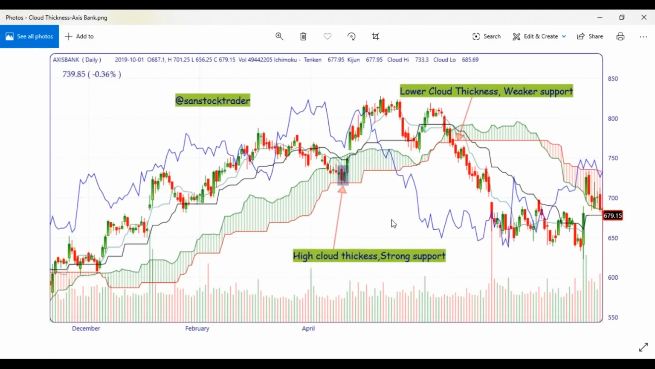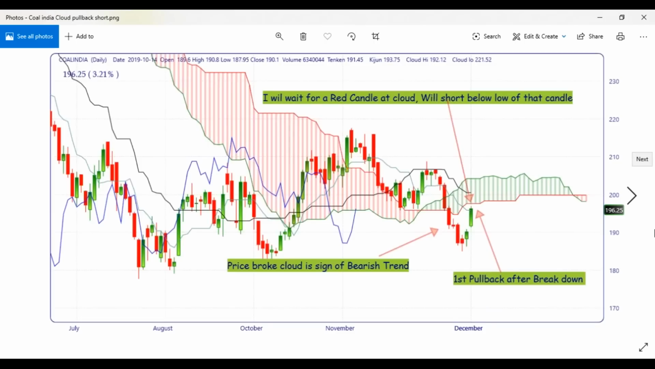Again, as I said, at this point thickness was high, so there was a very high probability of price respecting this support, whereas at this level thickness was low compared to the previous one, so there was a probability of breaking the cloud support.